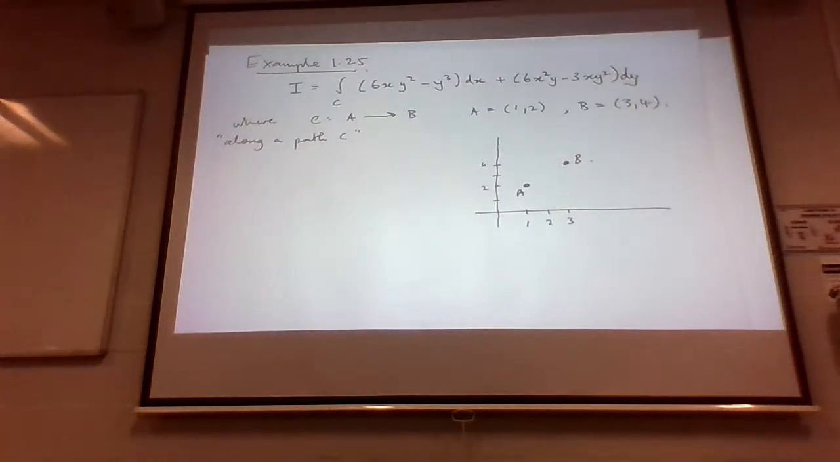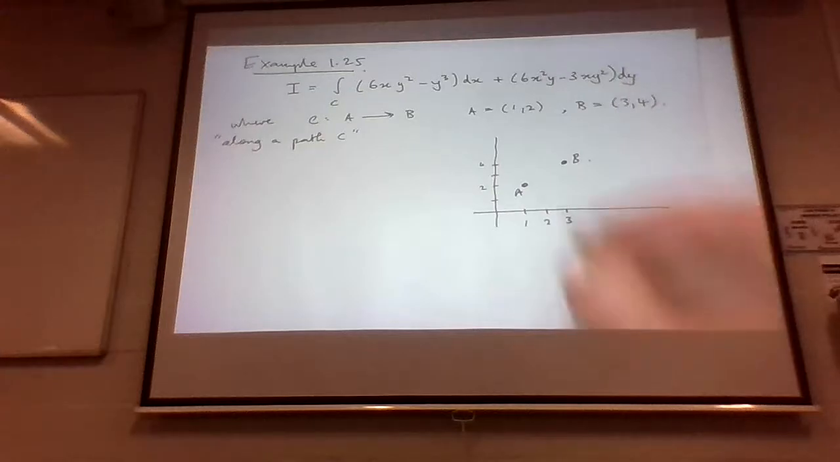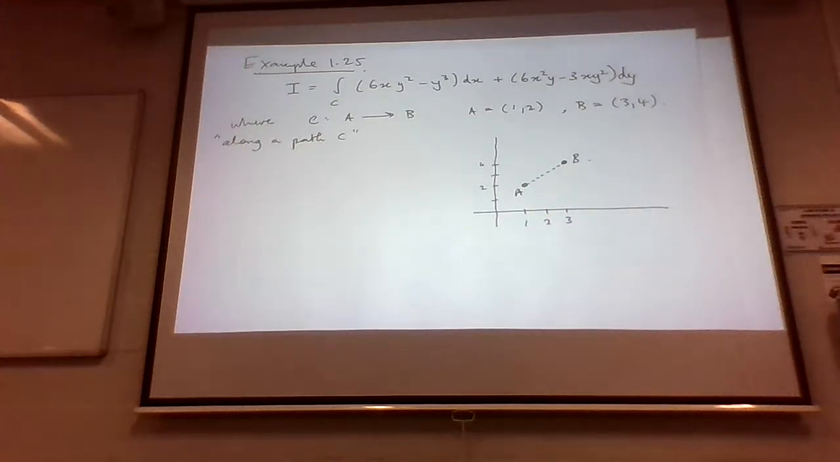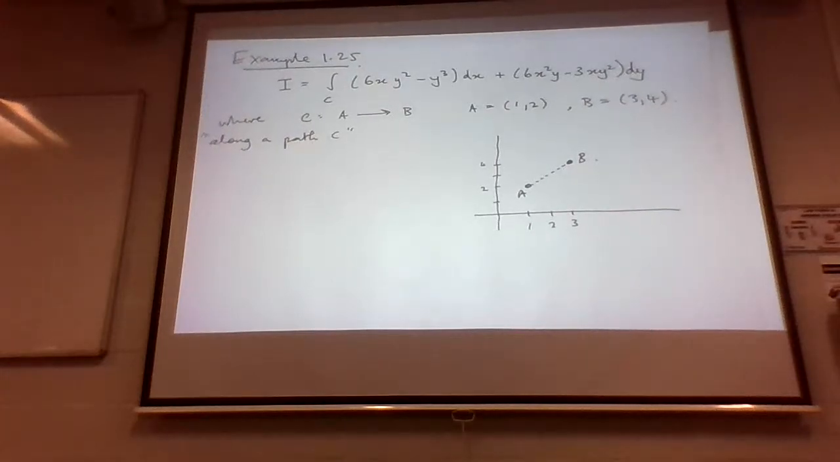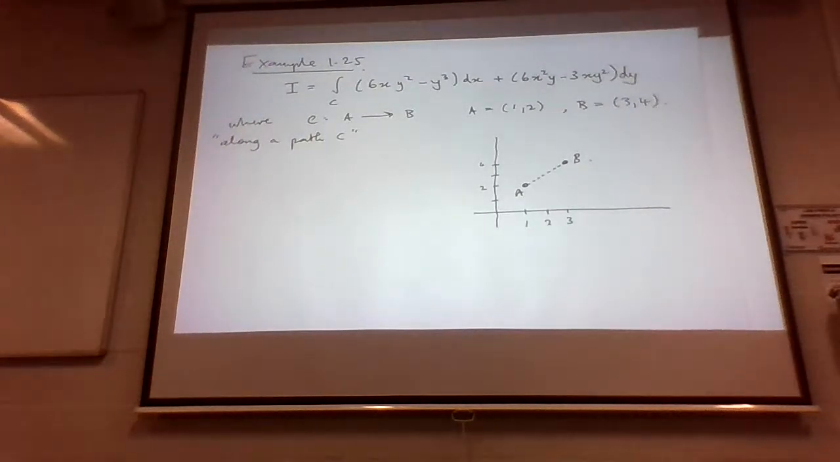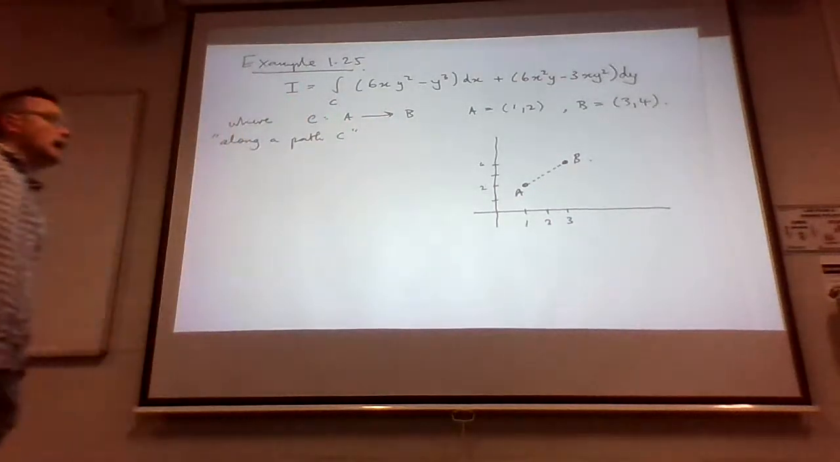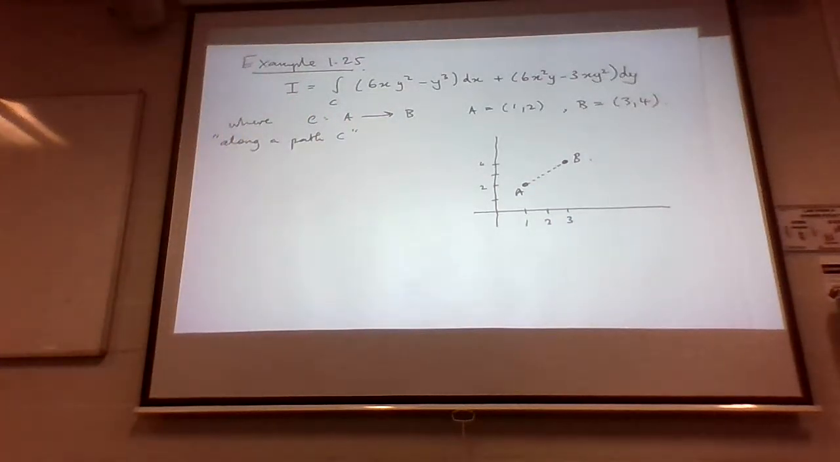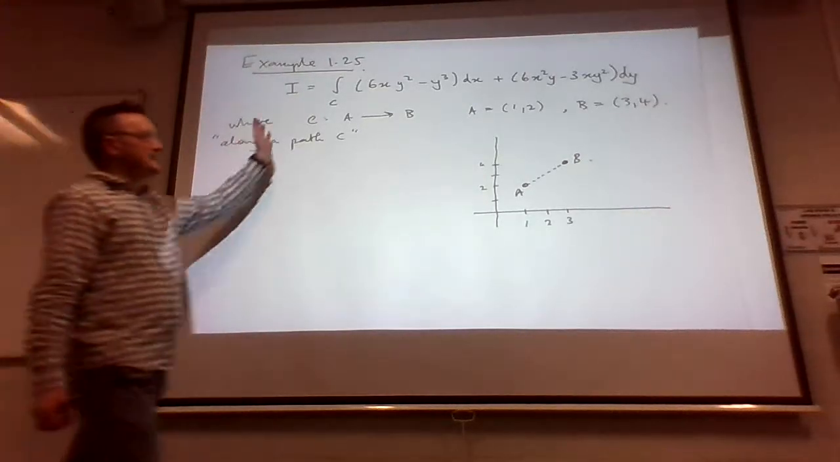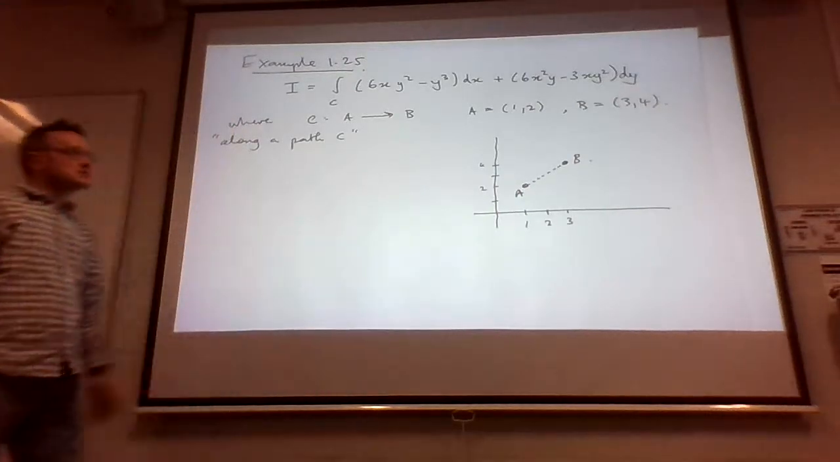But, well, we might think about the straight line path between the 2 points. We'd have to think about what the equation of the line was, and that would give us a certain relationship between the x and y variables. We translate the integral into one of the variables and so on.